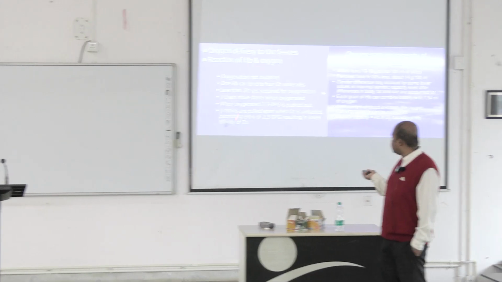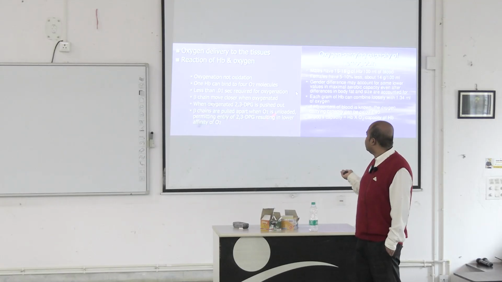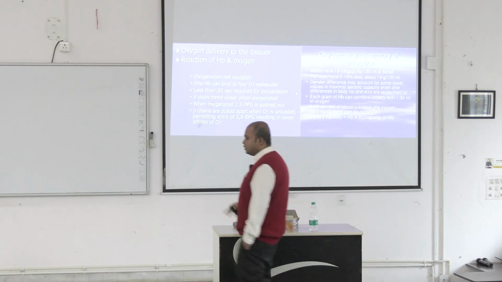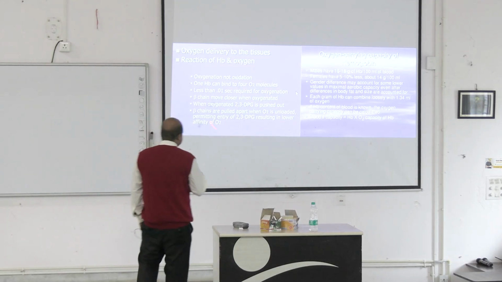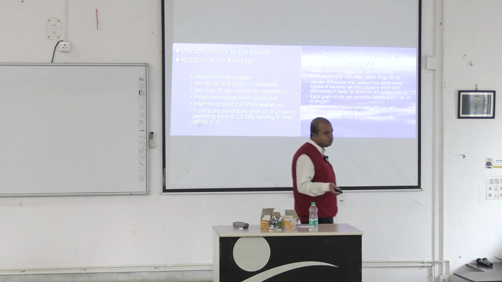Beta chains are involved in the carriage or attachment of oxygen. When oxygenated, the beta chains move closer. That is again a physical or chemical property. So 2,3-DPG is one of the factors which is influencing O2 affinity.